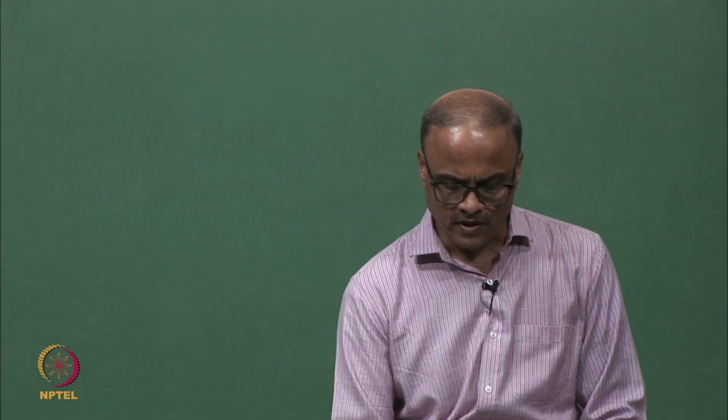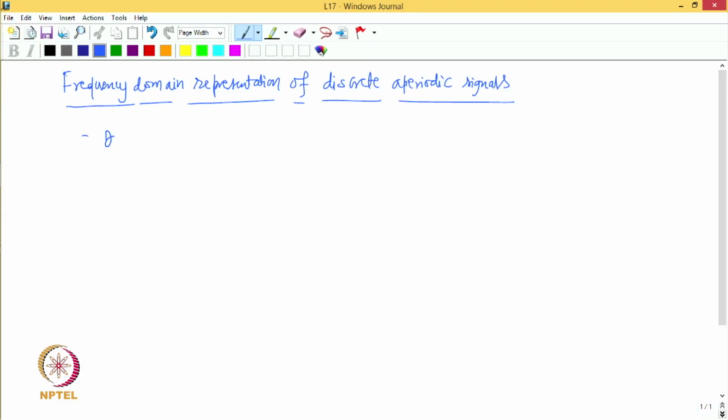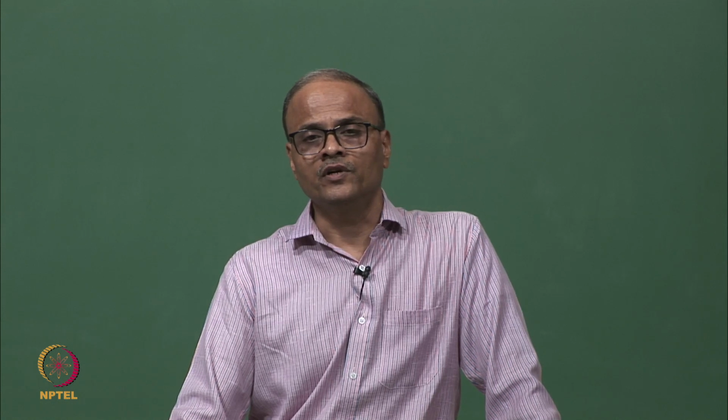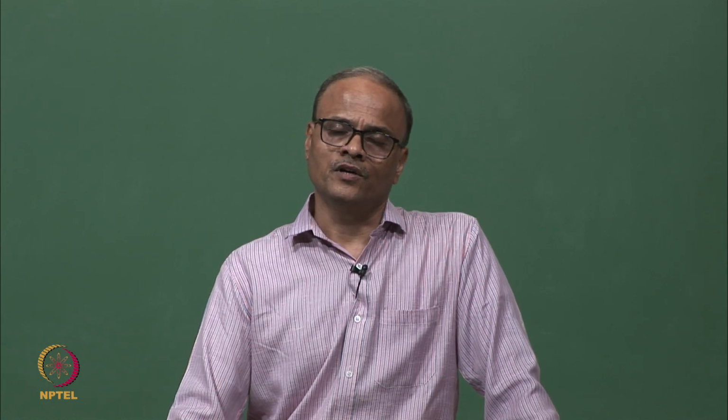And let us represent this discrete aperiodic signal by say x a n. So the suffix a is used to represent the aperiodic nature of the signal. The strategy we are going to use to find a Fourier representation of this signal is similar to the one we adopted in finding the Fourier transform of an aperiodic continuous signal.